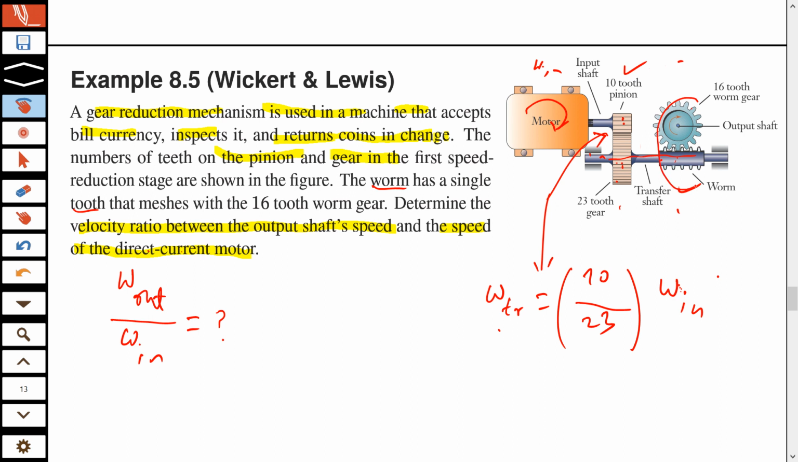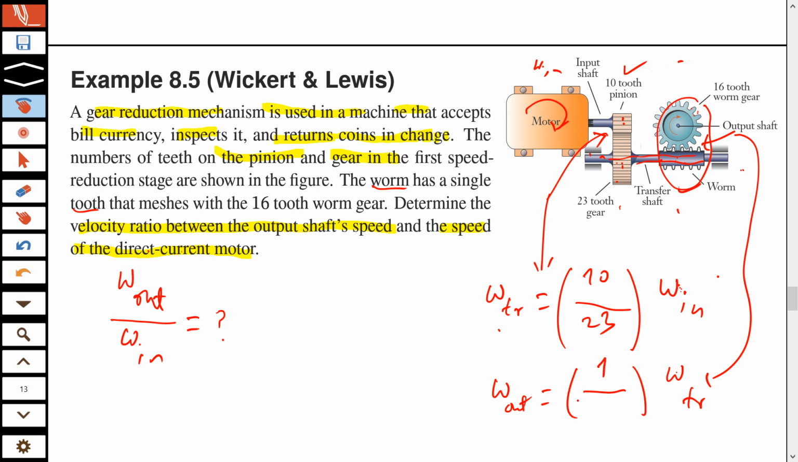Now I can apply the same for this meshing point. इस meshing point पे मेरे पास omega out है, और ये आपका omega transfer है. So between these two you can write the ratio. ओमेगा ट्रांसफर शाफ्ट वाला जो साइड है वहां पे there is one tooth और जो आउटसाइड वाला है वहां पे 16 है.